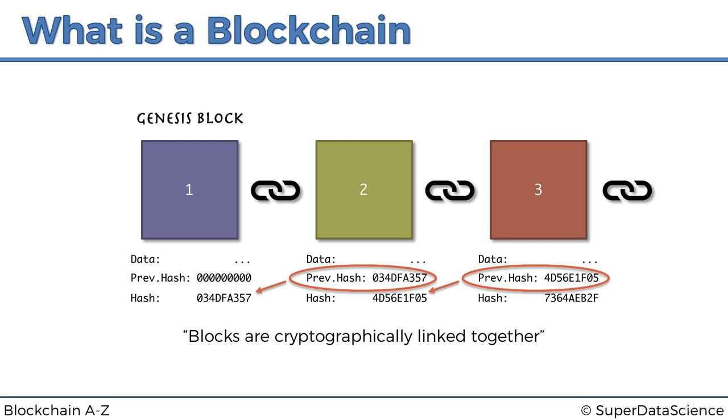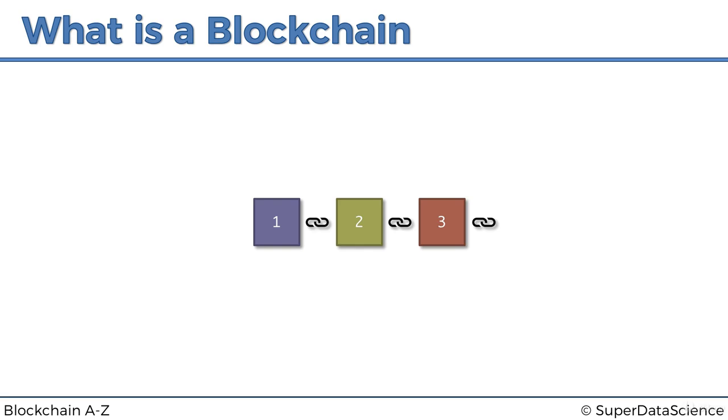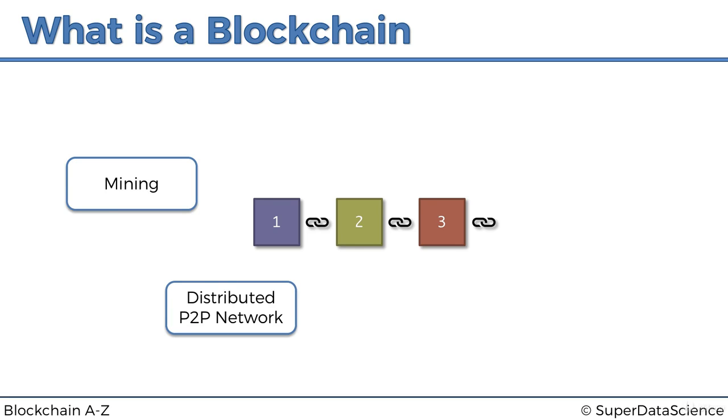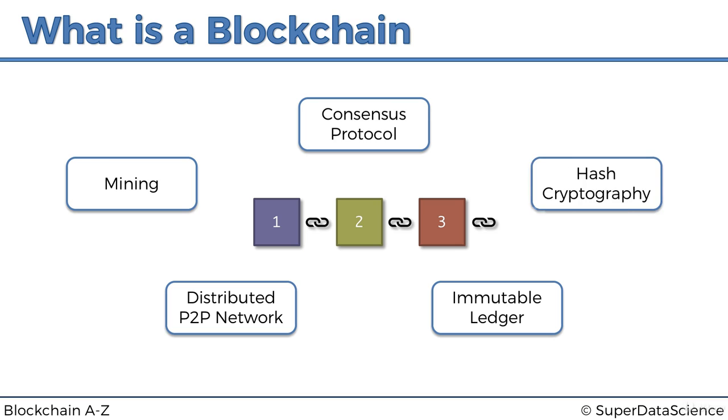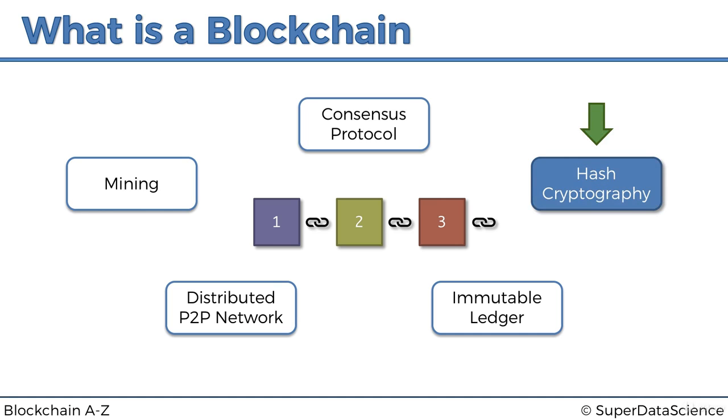To get us started, there are many more concepts to blockchains. Things like mining, distributed peer-to-peer network, consensus protocol, immutable ledger, and hash cryptography. Right now, many of these might sound very alien or confusing, and that's totally fine, because we're going to go through them one by one in the coming tutorials, debunk all myths and understand exactly how everything works. We're going to start in the next tutorial with hash cryptography.